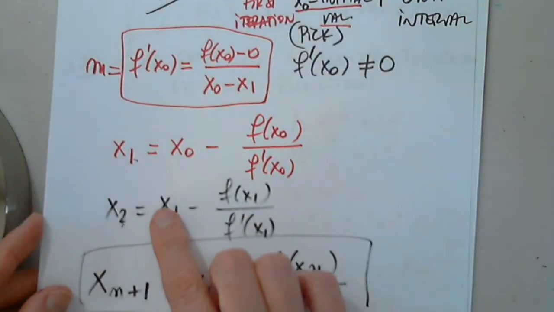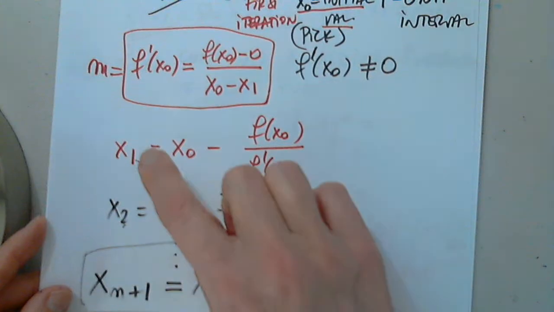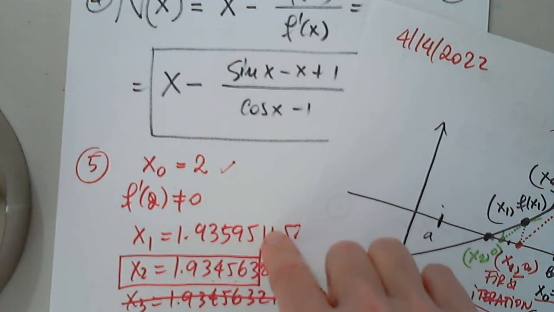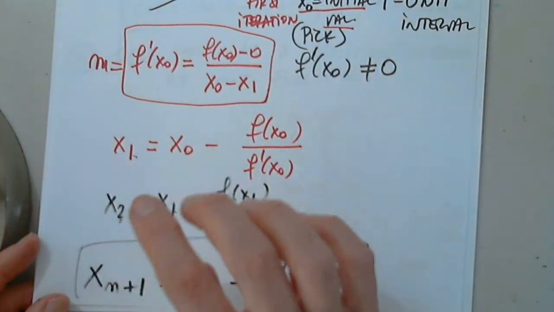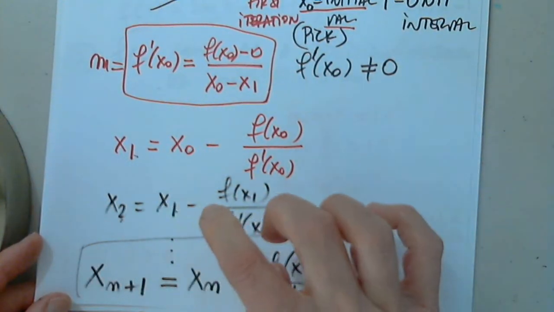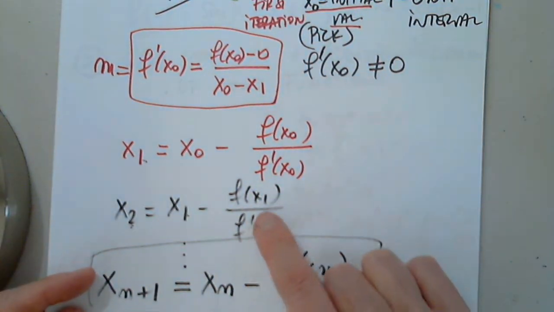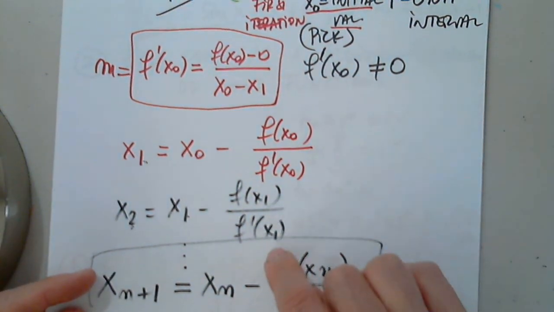Just 1 second. So this is what the calculator did for us. I entered 2 here, f of 2 and f prime of 2, calculated this and got this. Now, I want to go back in the same function, but this time I don't want to type this number in. I want the calculator to take it and put it here, minus f of this number x1 over f prime of x1. And the calculator will do that.